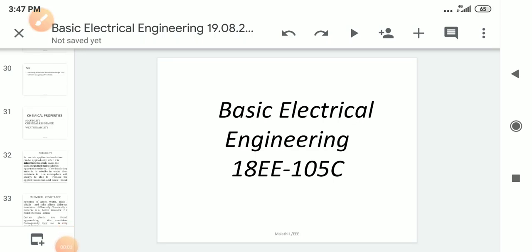Basic electrical engineering. In this subject, now we are dealing with the insulating material chapter. In this, we study the different types of materials used in electrical engineering.